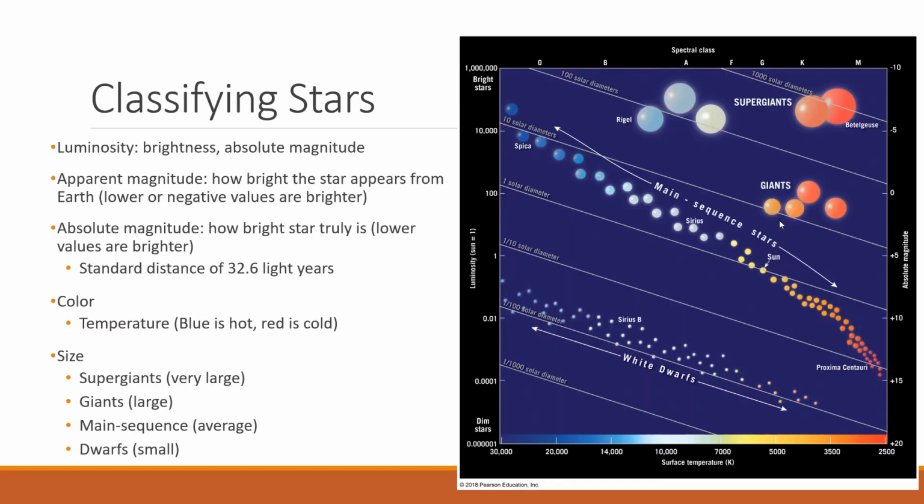When we look at stars, we always like to classify things. A theme throughout this class is we will want to assign values to things. We want to put things on rankings. The way we do this with stars is we look at the luminosity, the brightness. This is also called absolute magnitude. So it's, how bright is the star?